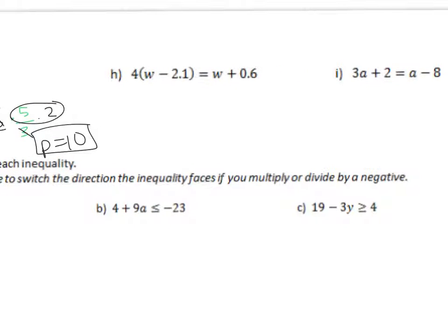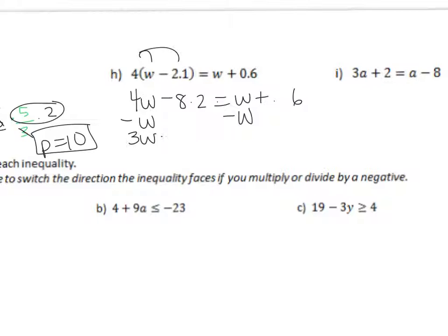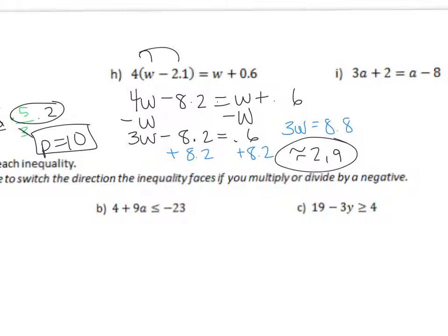And then letter H, you could do the distributive property. Oops, 0.6. Then you get your W's on one side, so subtract W, subtract W. So 3 W's minus 8.2 equals 0.6. And then add 8.2 to both sides. So you're going to have 3W equals 8.8. So now I'm going to divide 8.8 by 3. And I get about 2.9. I rounded, so I put the approximate.